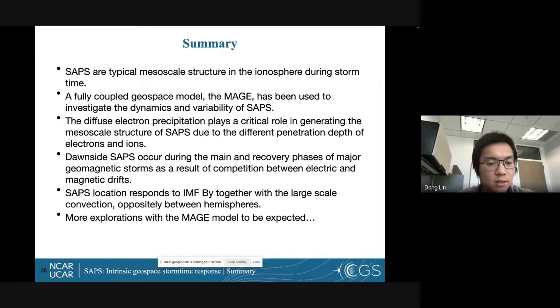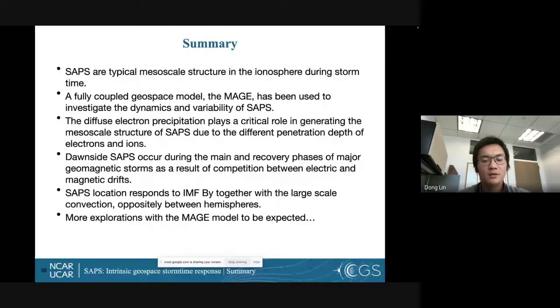And the SAPS variability on IMF BY is something interesting that I'm still working on, but there are some more explorations going on in this group. For example, what are the exact effects of SAPS in the ionosphere and the thermosphere, and how that's related to the so-called abnormal SAPS and penetrating electric field and so on. So I think I should stop here, and I'm happy to take any questions. Thank you.